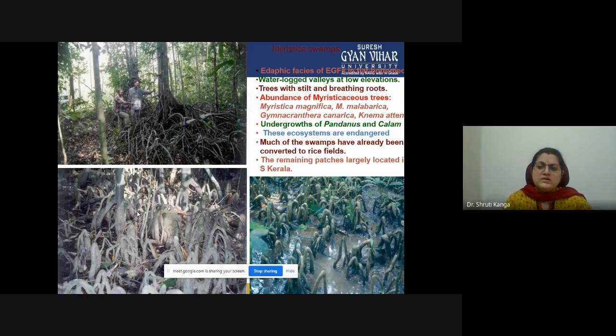Okay, these ecosystems are endangered ecosystems. Much of the swampy forest has already been converted into rice fields, and the remaining patches are largely located in Kerala. Okay, so this is another forest type, which is related to the swampy forest, and these are the characteristics which I have just narrated, and you can see here in the photographs how it looks.